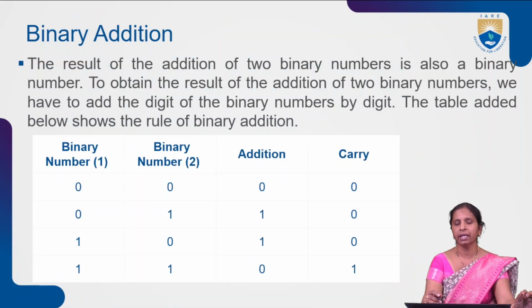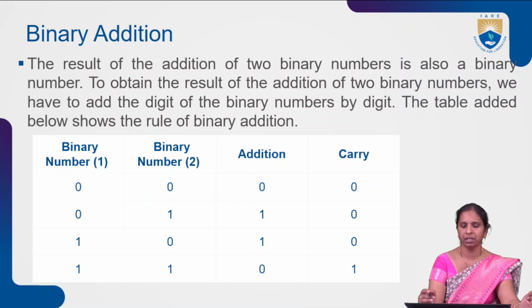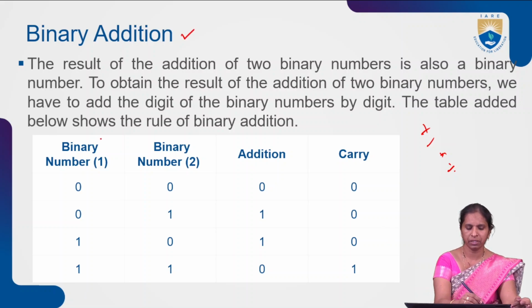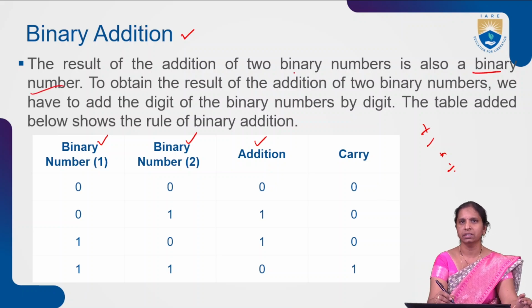Like we perform operations on decimal numbers, such as addition, subtraction, multiplication and division, you can perform the same operations on binary numbers also. The first arithmetic operation we take is binary addition. For binary addition, you have to take two binary numbers. After adding the two binary numbers, the result you get is again a binary number only. Now, in order to add, you have to add digit by digit.